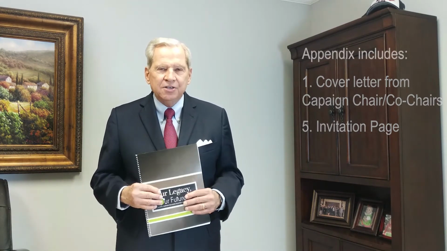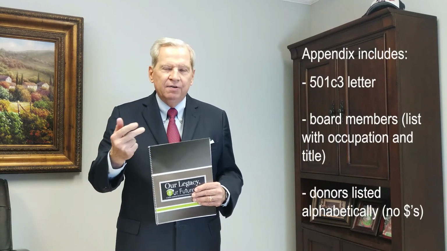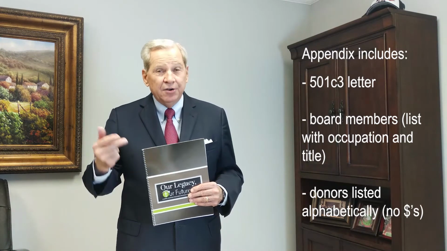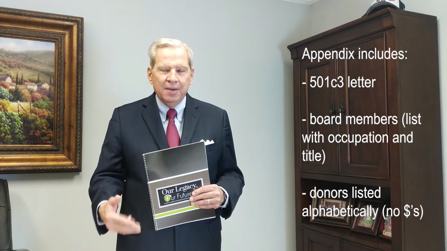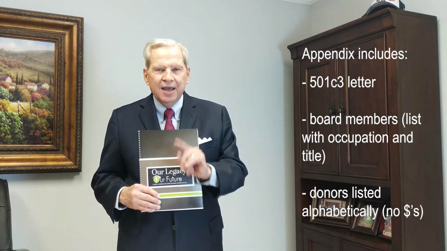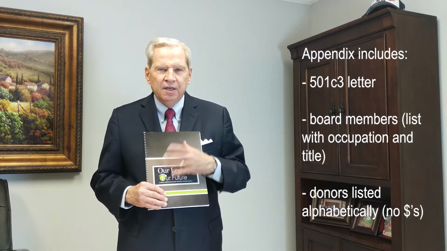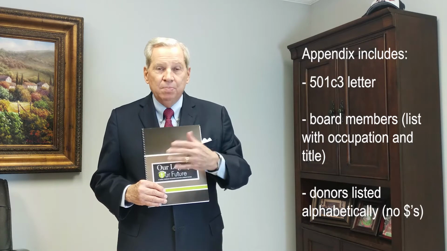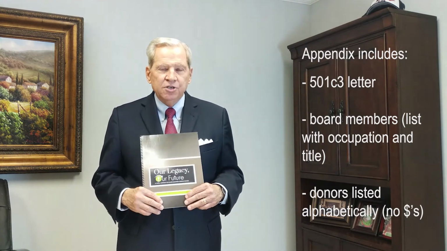So when we get to the appendix of this proposal, we will have our 501c3 letter, we'll have our board members listed, we'll have our donors listed, and our donors are listed in alphabetical order without any dollar amount next to their name. But also, when you put the board members' names in here, list their occupations. I think it gives you credibility, gives the board credibility, and gives the board member credibility when you list their names that way.